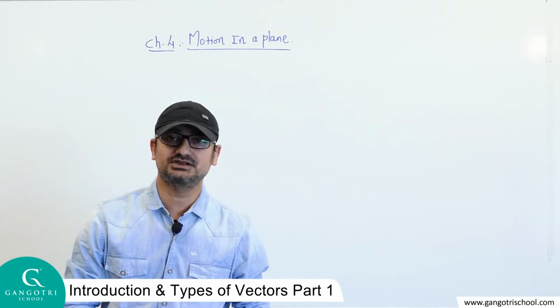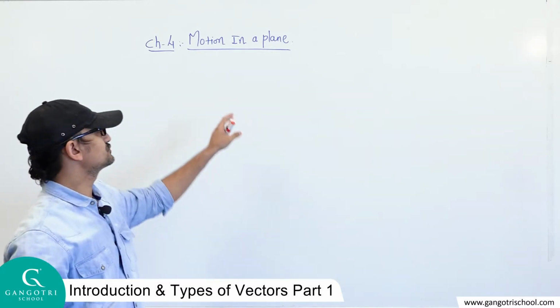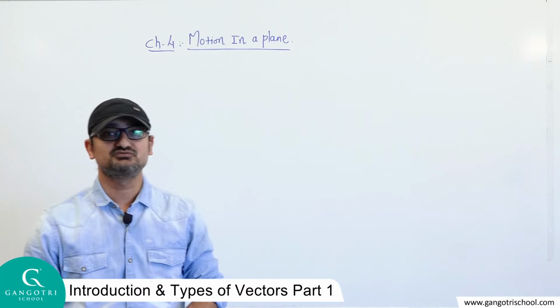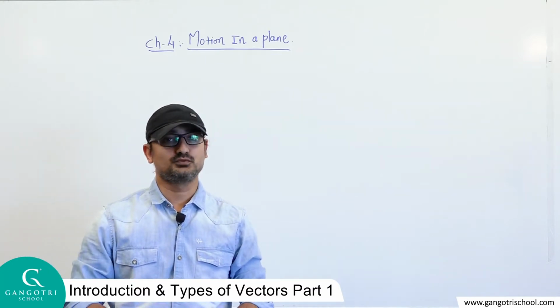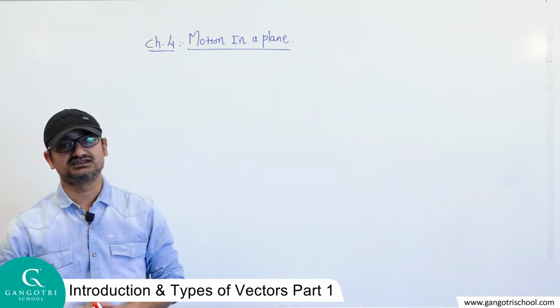A very good chapter in physics whose name is Motion in a Plane. That is actually chapter number 4 from the 11th science physics part 1, chapter number 4, name is Motion in a Plane. Let's start with some fundamental concepts.